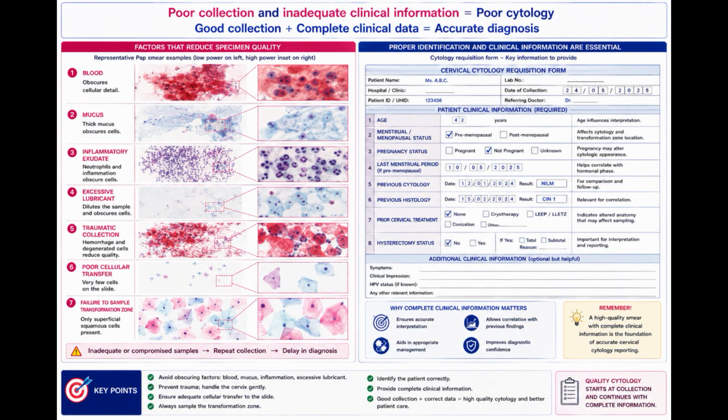of both regions. Blood, mucus, inflammatory exudate, excessive lubricant, traumatic collection, poor cellular transfer, and failure to sample the transformation zone can all reduce specimen quality. The sample must also be correctly identified and accompanied by relevant clinical information, including age, menstrual or menopausal status, pregnancy, previous cytology or histology, prior treatment, and hysterectomy status.